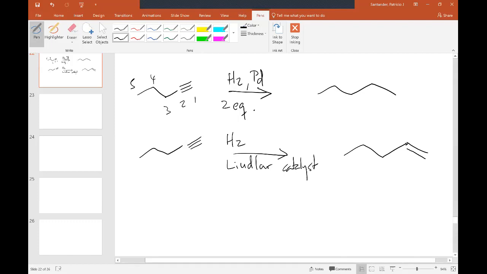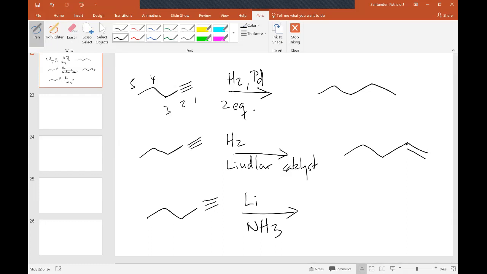And then the third possibility is that you can perform the same reaction, the same starting material, but using lithium in ammonia. You can also use sodium in ammonia, and there are some examples in AL where they use sodium. Either one of the two metals works the same. So the result will also be that you will get an alkene as a final product.